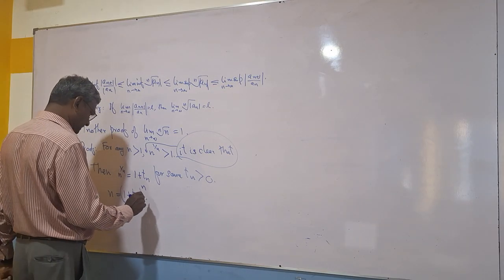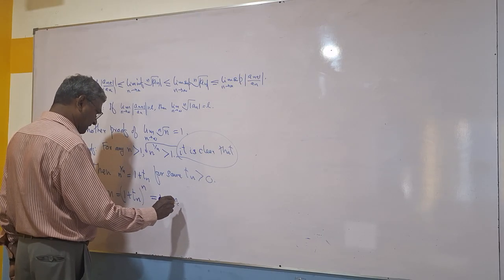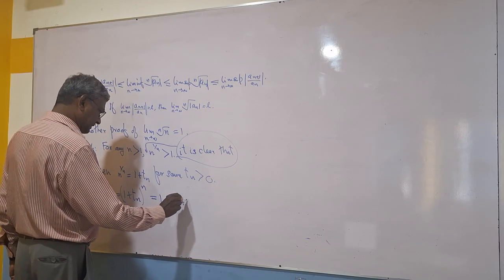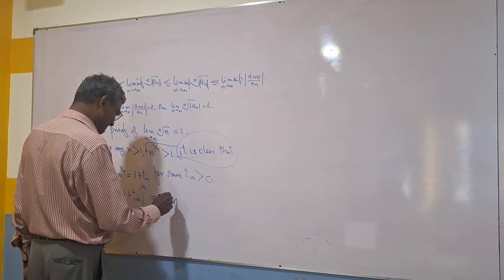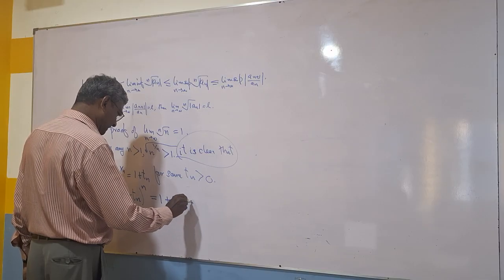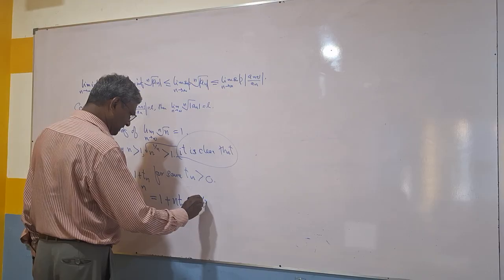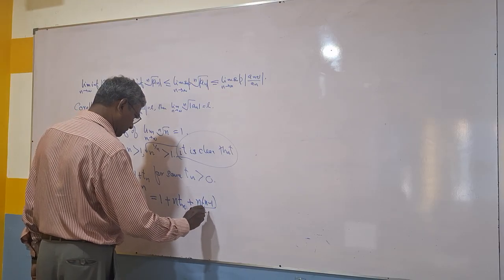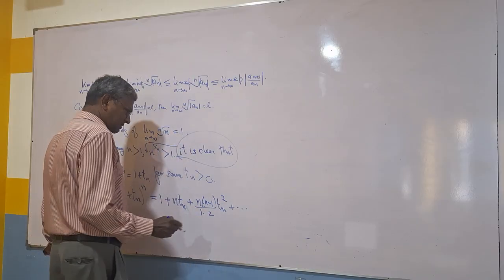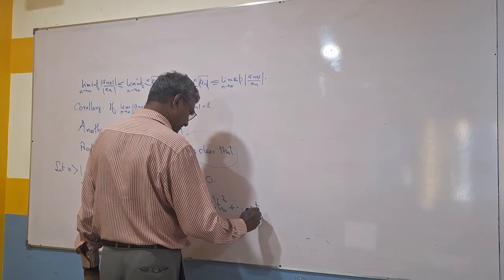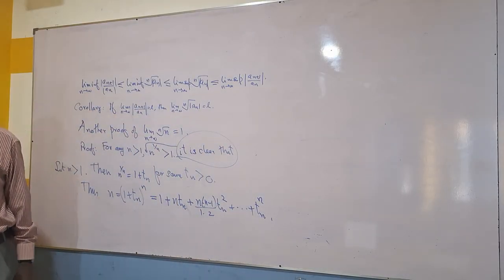However, this is equal to 1 plus n tn, I cannot remember the binomial theorem, I guess. 1 plus n tn, now it is correct, plus n times n minus 1 over 1 times 2 tn squared, bingo, plus tn raised to the power n. Right?